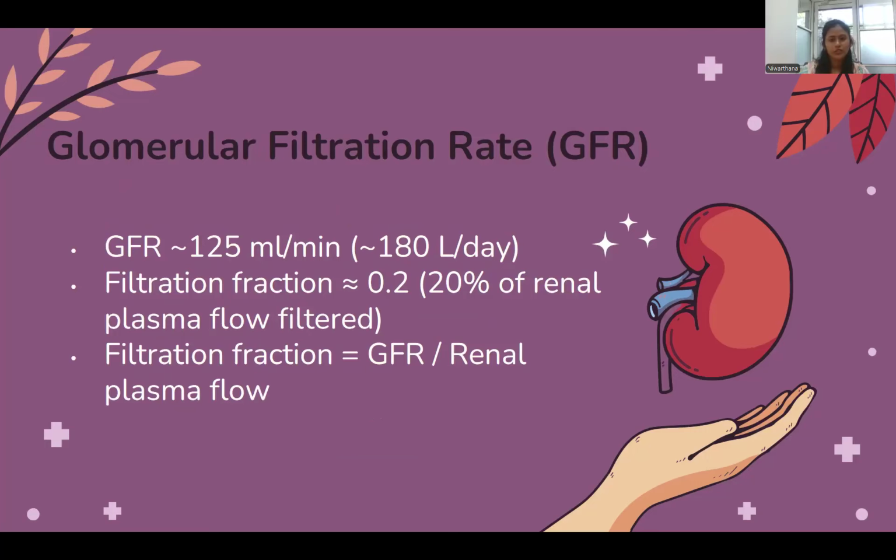Glomerular filtration rate is about 125 milliliters per minute. And the filtration fraction: about 20% of renal plasma flow is filtered in the kidneys. We calculate the filtration fraction as the GFR divided by the renal plasma flow. In the next sessions we are going to talk about how we calculate the glomerular filtration rate, what the factors of it are, and how the renal plasma flow is autoregulated to the kidneys.